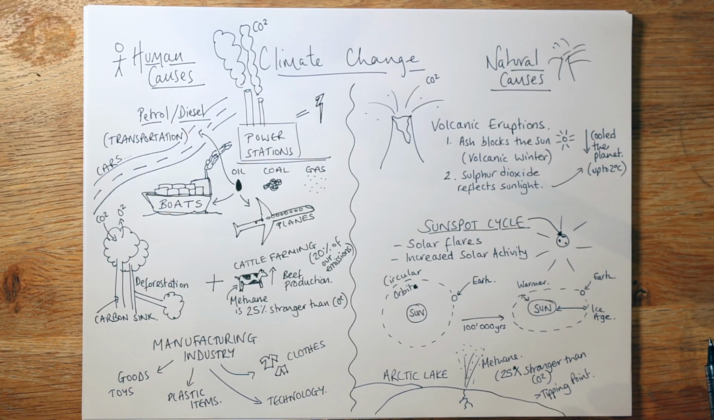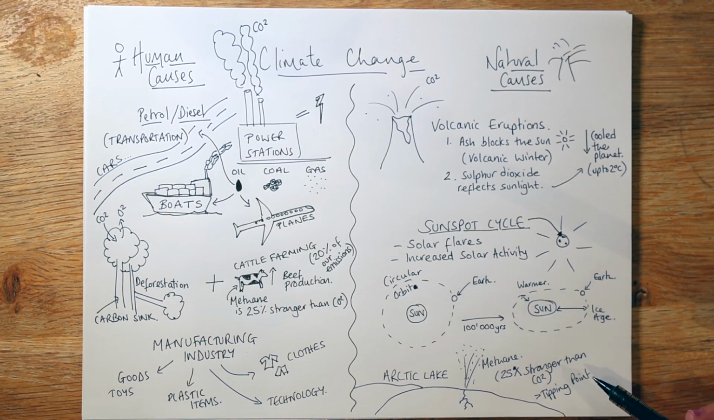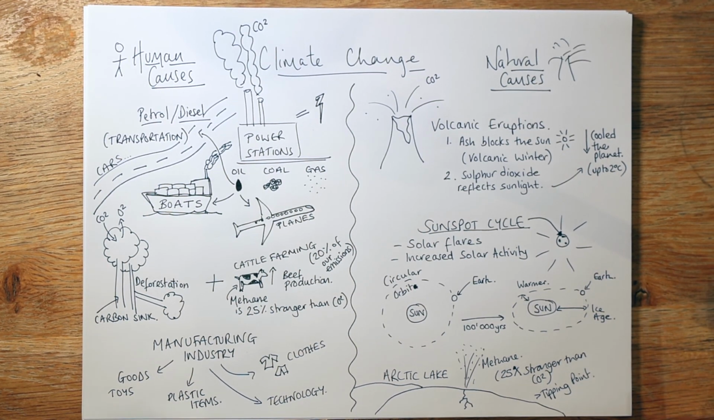So there you have it, as requested. Human causes, natural causes. There are others within the Milankovitch theory, which is to do with orbital changes. There are a couple of others that you can look at, but I'm trying to keep this as simple as possible for you guys. I will do another video for you on the effects of climate change, which I can't believe I haven't done actually, so I will do that one for you very soon, again as requested.